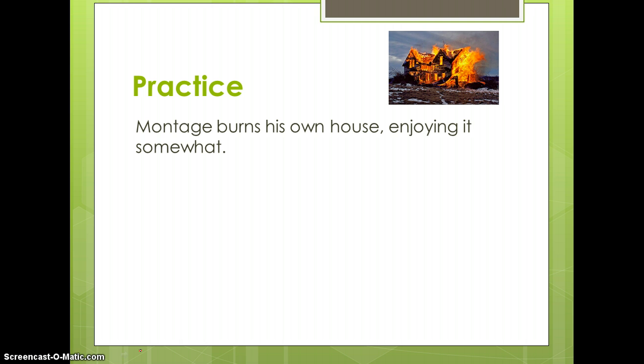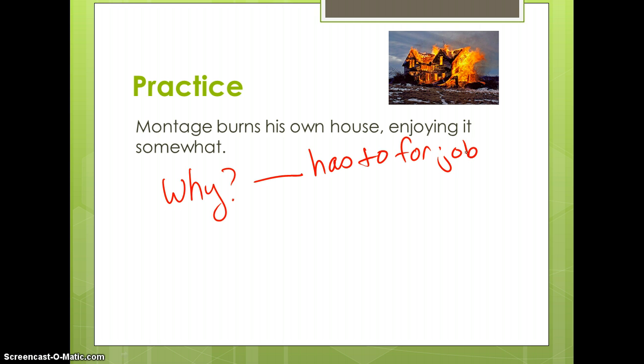Okay, so let's practice this together. So we have the event of Montag burning his own house down, and for some reason, he kind of enjoys it. So to figure out how this is symbolic, we have to ask ourselves, well, why is he burning the house down? Well, he's burning it down because he has to. A call has been sent in that lets the fire department know that Montag's house has books in it. So he is doing what he has to for his job. Okay, well, why might he enjoy it?